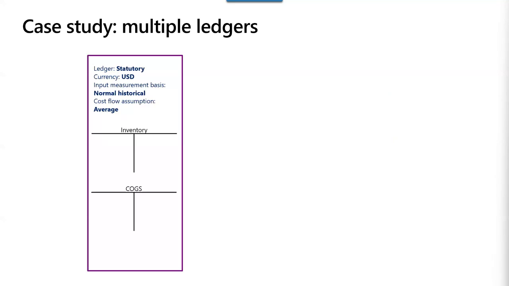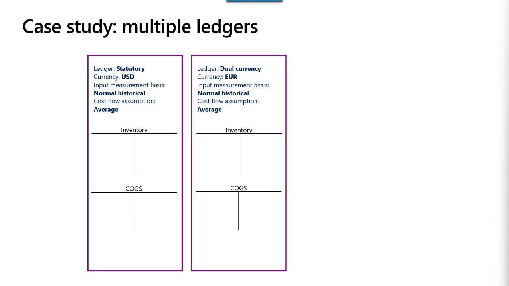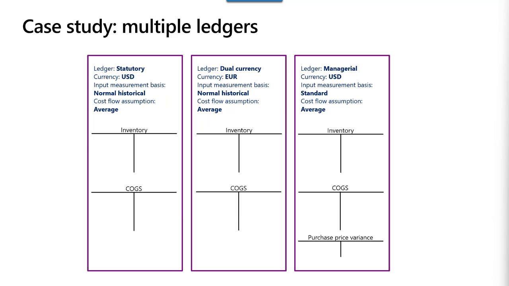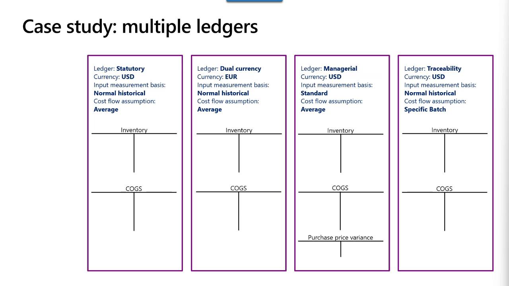Now let's review an example of 4 different global inventory accounting ledgers that we can have in the same entity and how each of them will process the same transaction set differently based on their configurations. Our first ledger in this example will use US dollars as the currency and then have an average cost flow assumption. The second ledger will have euros as our currency, and we will also use average cost. Our third ledger has US dollars once again, but in this case, we're going to use standard cost as our input measurement basis, which will make this a standard cost ledger. And the final ledger will use US dollars and have specific batch costing.